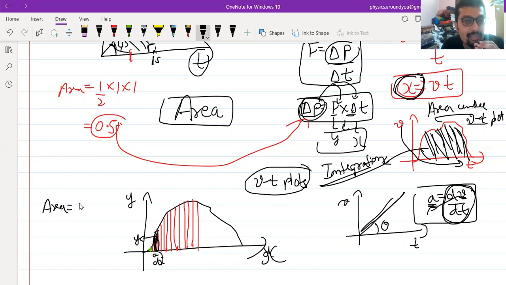Area of the small strip is y into dx. Now I want the sum of areas of all such strips which have dx as their widths. So what am I doing? I am integrating, summing this all up, and we know whenever we sum very small quantities, many a times I can replace this with an integral.